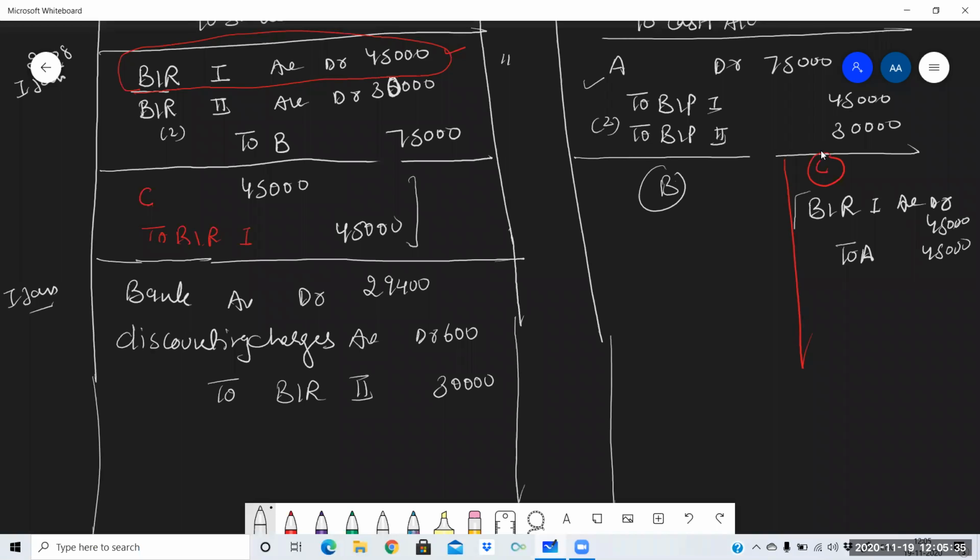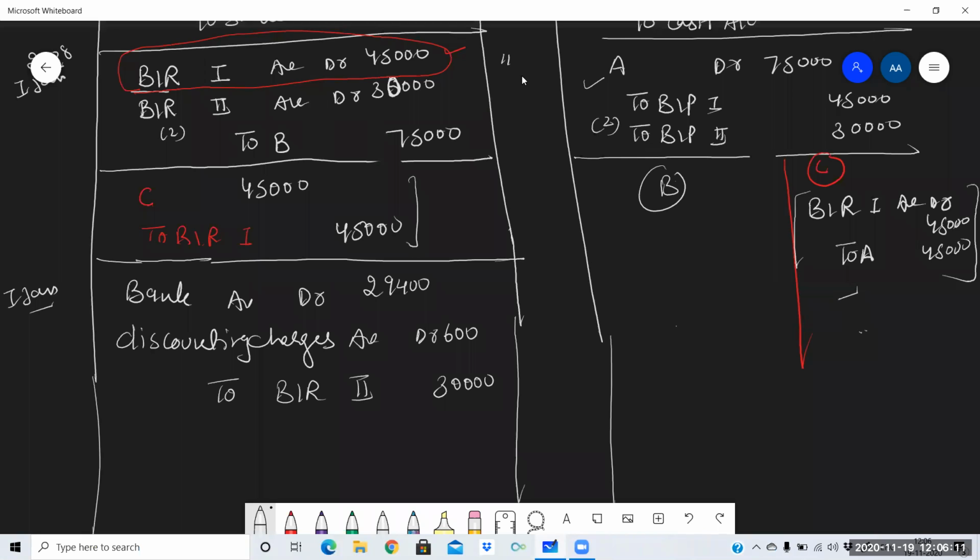And in regard to C, no further treatment is mentioned in the books of C also. So he has taken the bill from A. Now both the bills are not held by A. First bill is with C, so finally he will be getting payment. And second bill is with bank, so finally the bank will be getting payment if the bill is honored. And if dishonored, then the first entry will be passed in the books of C, then B, then A. Okay.